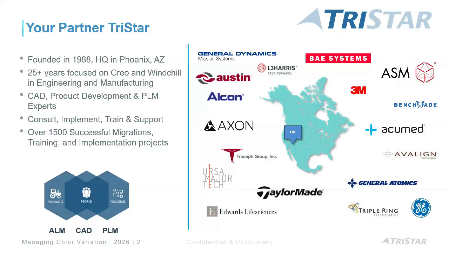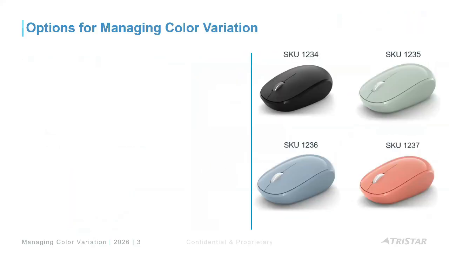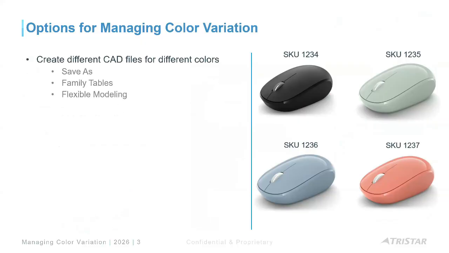Today, what I want to talk about is how do you manage colors or materials or surface finishes or some kind of special part attribute that goes into the products. So traditionally, the way that people were managing this in CAD and PLM is you would create a different CAD model and a part for the different color that you want to manage.